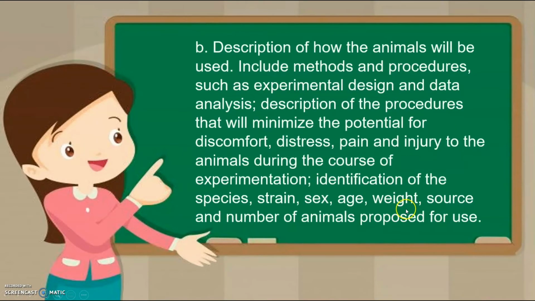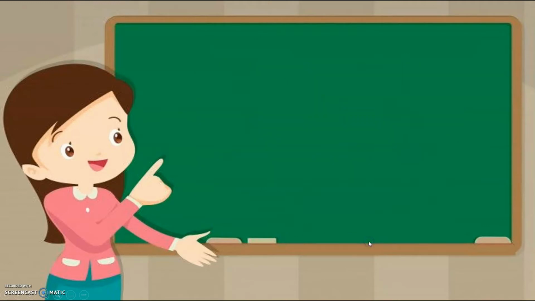Next, you also include the description of how animals will be used. You include the methods and procedure, experimental design, the data analysis, the description of the procedures, and of course, the procedures that will minimize the potential of discomfort, distress, pain, and injury to the animals during the course of experimentations. Okay, the next thing that you have to consider is to identify the species, the strain, sex, age, weight, source, and the number of animals proposed to use.